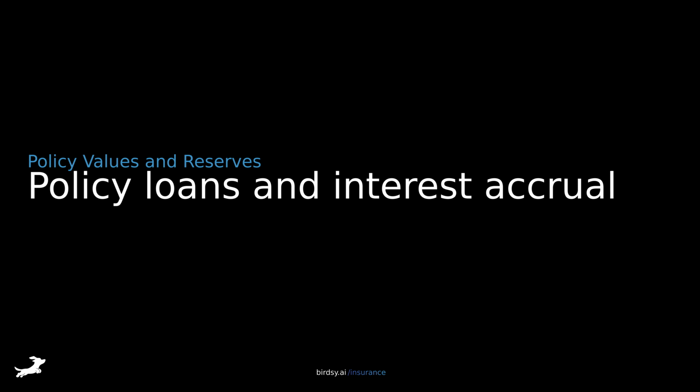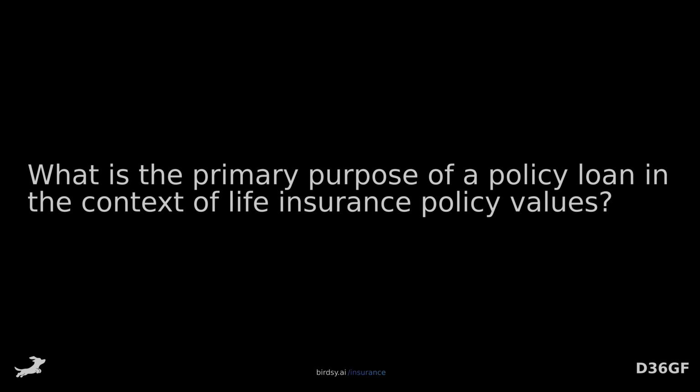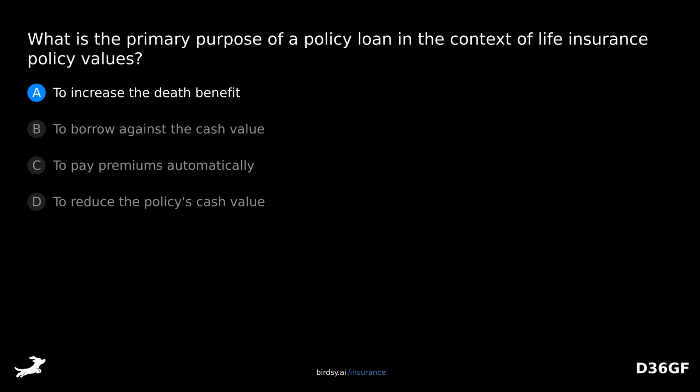Policy loans and interest accrual. What is the primary purpose of a policy loan in the context of life insurance policy values? Is it A, to increase the death benefit, B, to borrow against the cash value, C, to pay premiums automatically, or D, to reduce the policy's cash value? The answer is B, to borrow against the cash value.